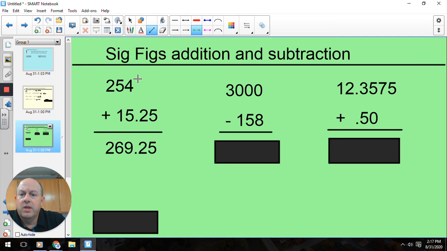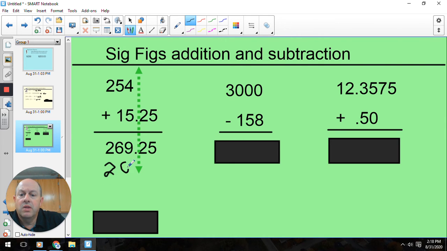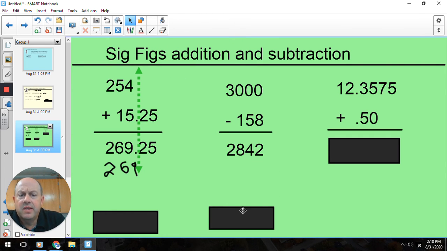So we know that this 254 was significant to the 1 spot, and 15.25 is significant to the hundredths spot. So our answer gets rounded off at the 1 spot, and so we would round that down to 269. That would be our answer there. So it's a place holding thing, not an amount.